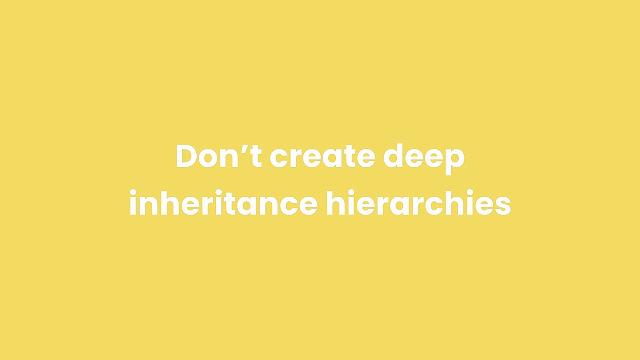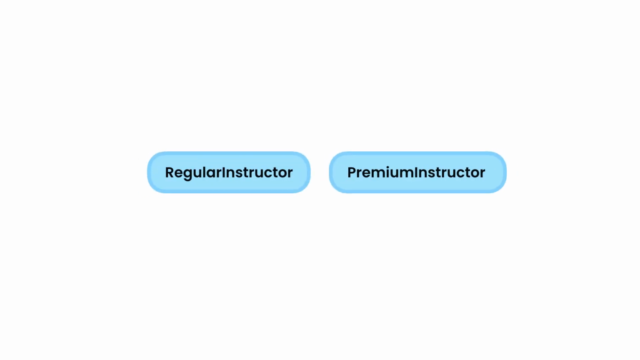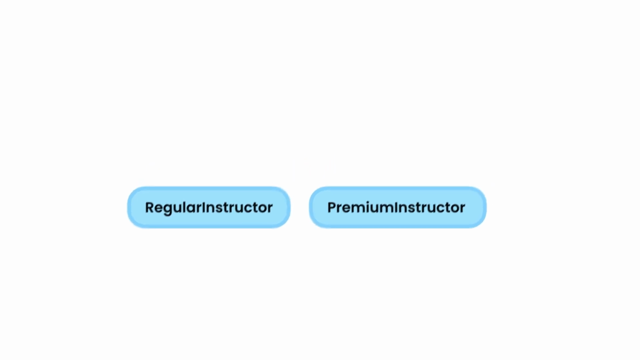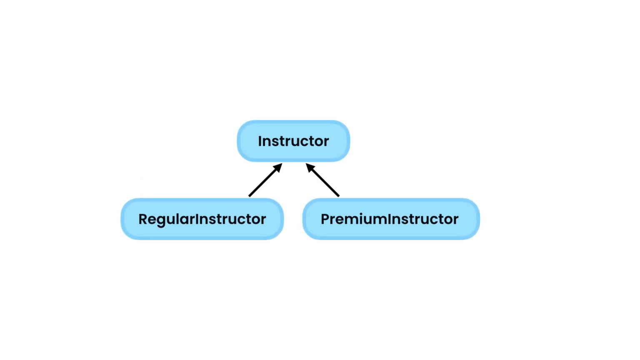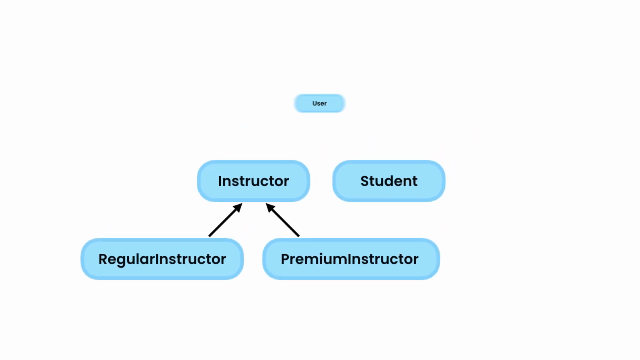Let's say we're building a web application where people can sign up as students or instructors. An amateur developer might come up with an inheritance hierarchy like this. So we have regular and premium instructor classes. Both these classes share some common attributes and behaviors, so we can extract the common code into a base class like instructor. Now, we also have students, but both students and instructors have a few things in common. For example, they both have a username and a password. So we can extract their common code into a base class like user.